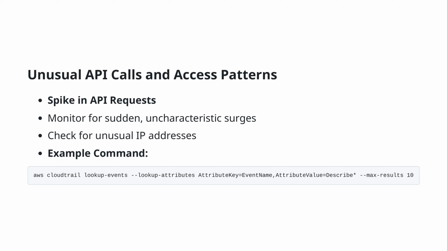An example command for this type of monitoring is aws cloudtrail lookup-events --lookup-attributes AttributeKey=EventName,AttributeValue=Describe --max-results 10. This command helps you query CloudTrail logs for API events that match a specific pattern, such as operations that start with describe. By continuously monitoring these patterns, you can promptly detect and address any abnormal behaviors in your AWS environment.